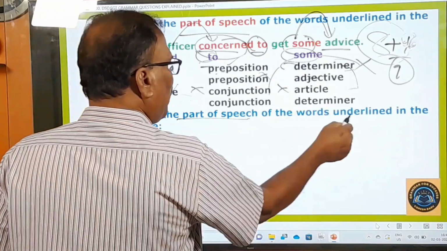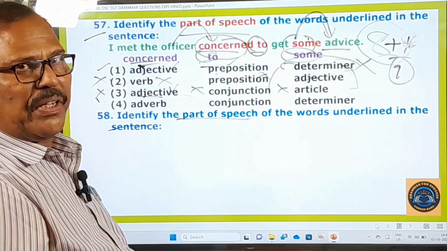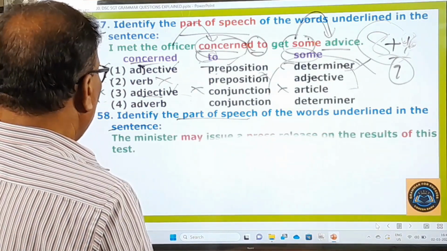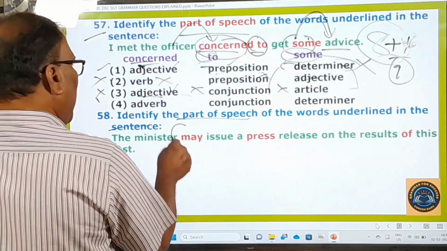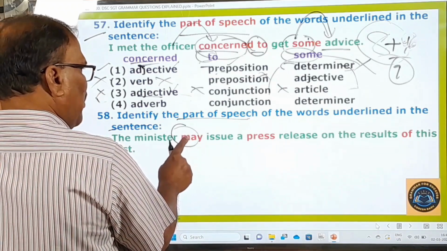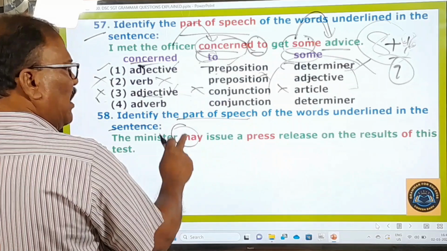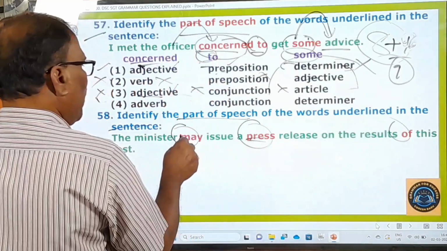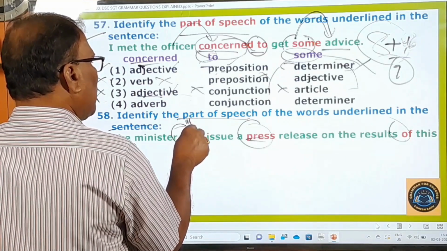Identify the parts of speech of the words underlined. One more sentence is also given on the parts of speech. Let us look at the sentence, then decide. "The minister may..." It is an underlined word; I have not underlined it, but I have put it in red color. "May" is a modal auxiliary.